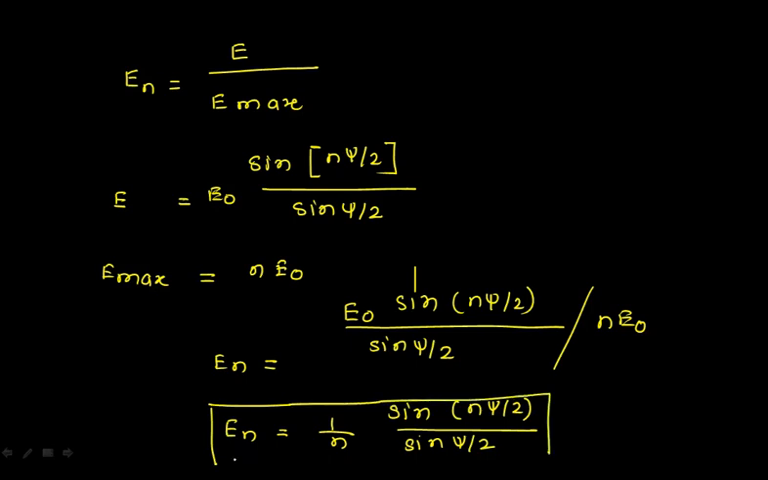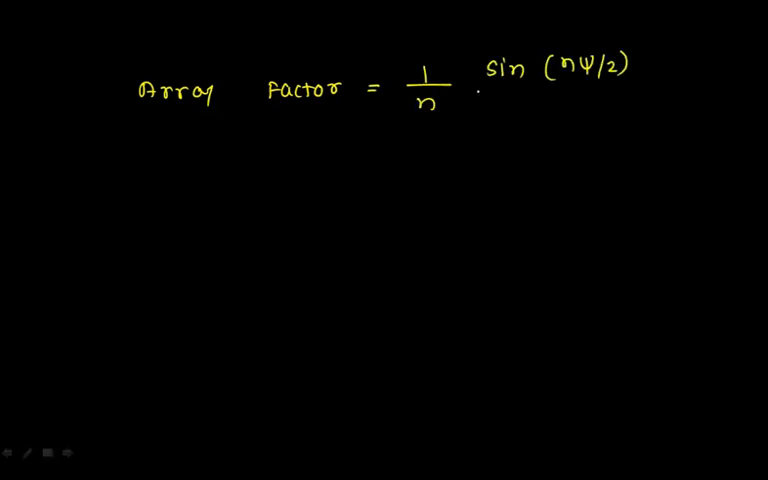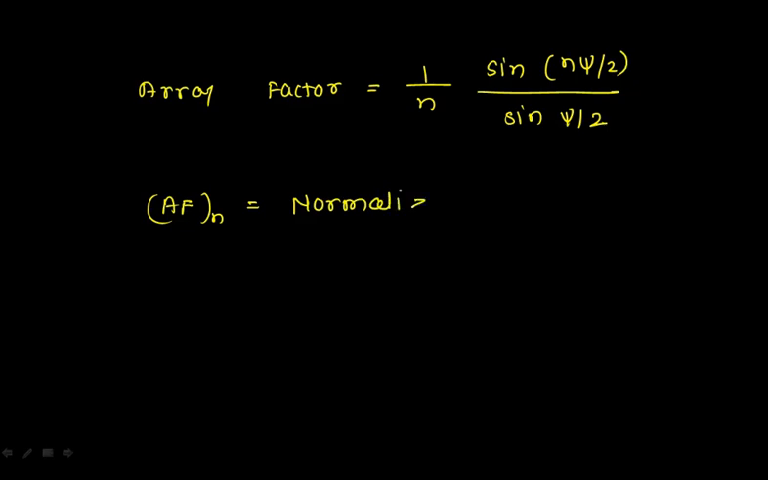This normalized field is also called the normalized array factor, or you can consider this as the array factor. Okay? So if I want to define the array factor and its significance, first I'll write what I have received right now. Array factor is equal to 1 by n sine of n psi by 2 divided by sine of psi by 2. You can call it a normalized array factor, and it can be denoted by AFN. When you see this kind of symbol, you can say this is the normalized array factor.